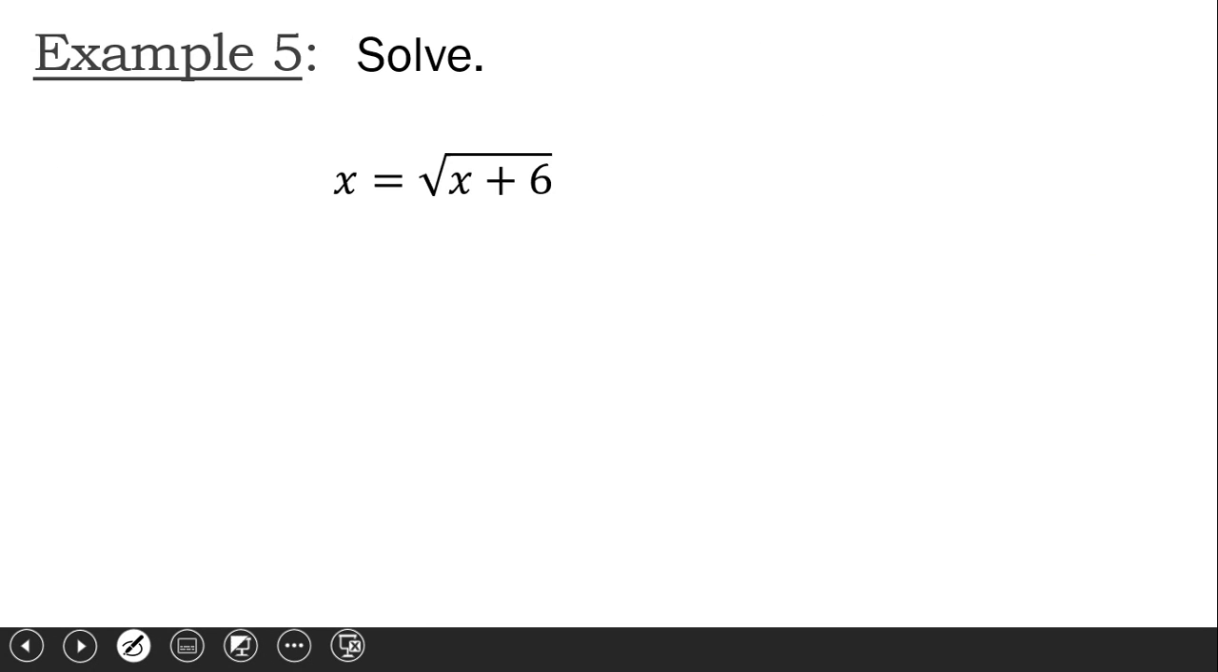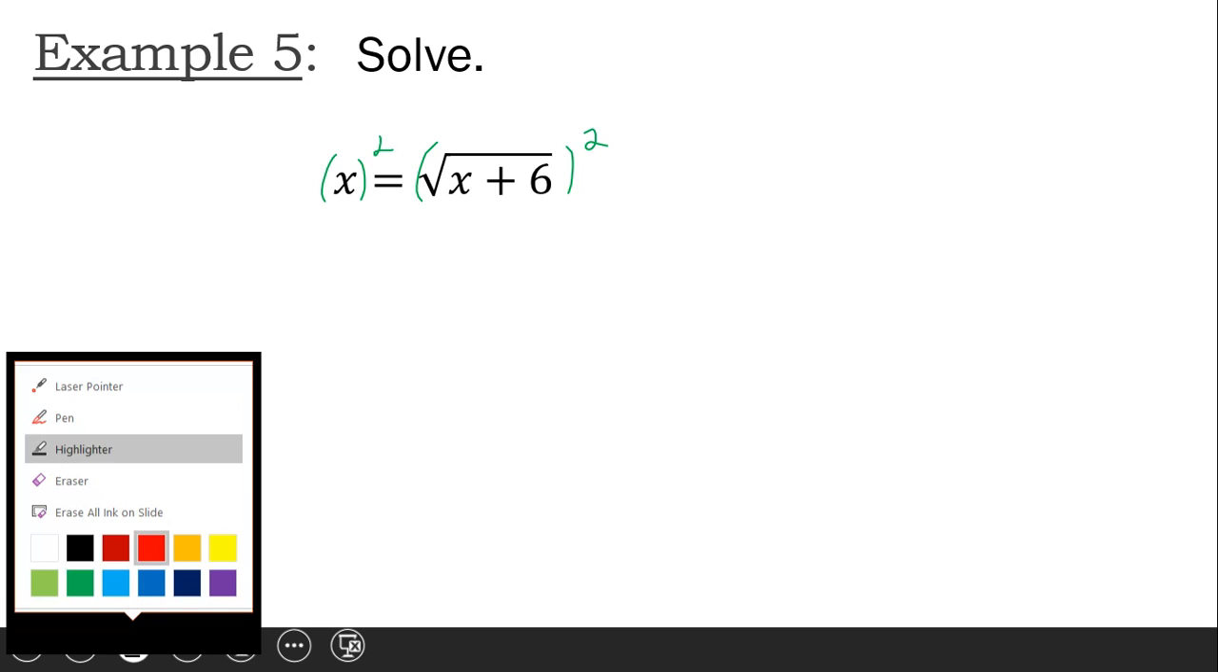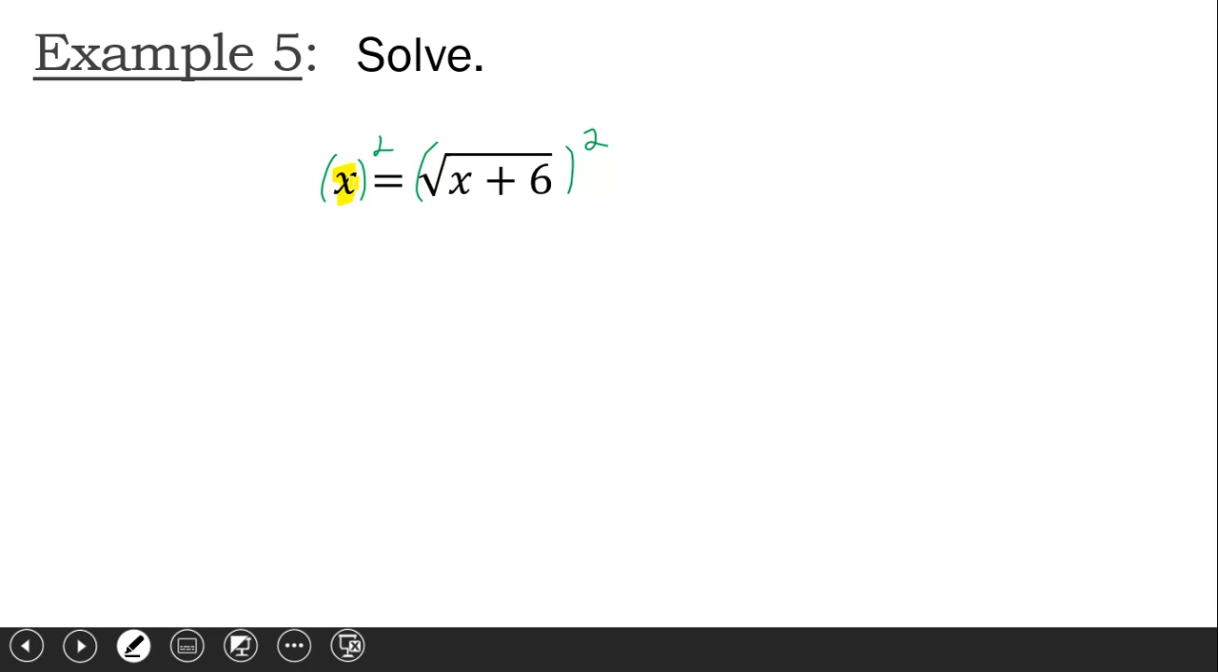We're going to see something interesting here on this one, I think. So how are we going to solve this one? We're going to start by squaring both sides. So now you don't have a number over here. You have an x that we're dealing with on our left side. It's a little bit different than the previous problems that we've seen. So your left side is going to be x squared. And then the roots will cancel here, and you're left with x plus 6.